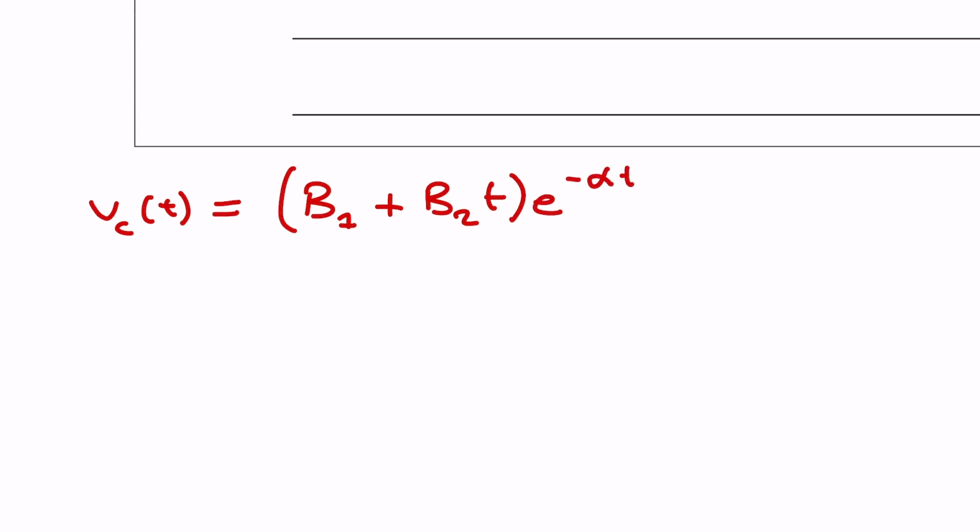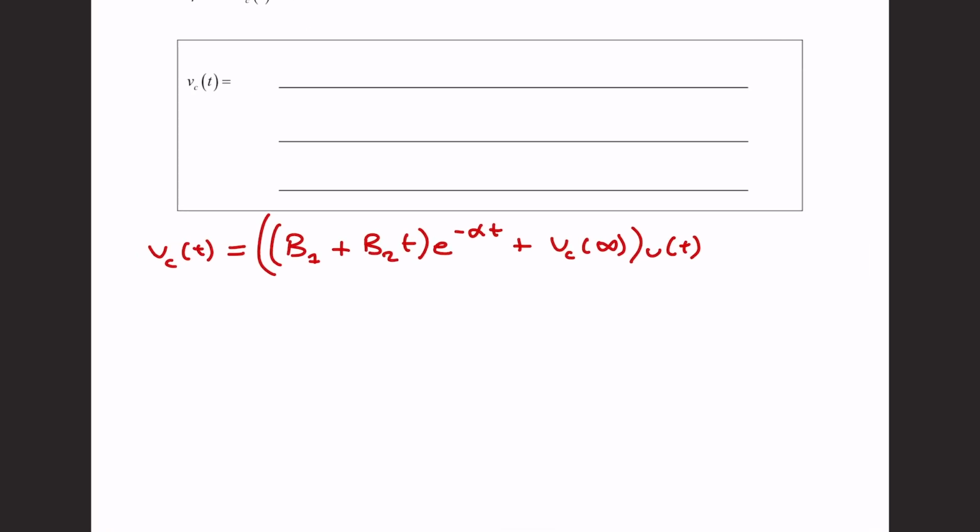VC of t is equal to B1 plus B2 t, times e to the negative alpha t, plus VC to infinity, right? And this is all wrapped in a unit step function. All right, so what do we have to do? Well, first of all, we have to find out B1 and B2.